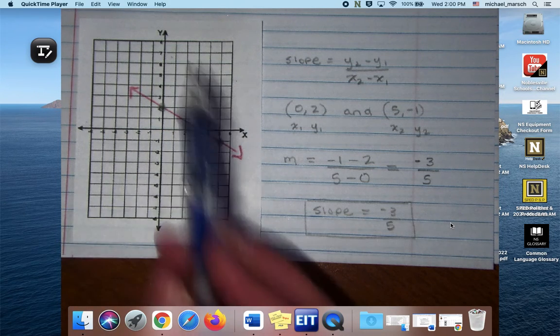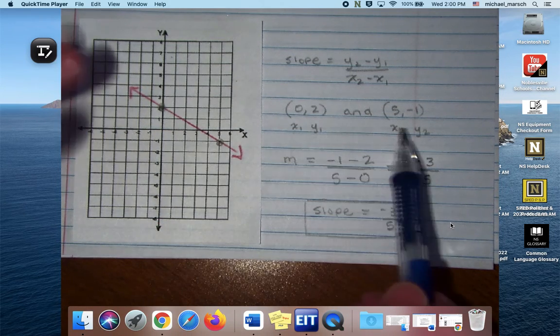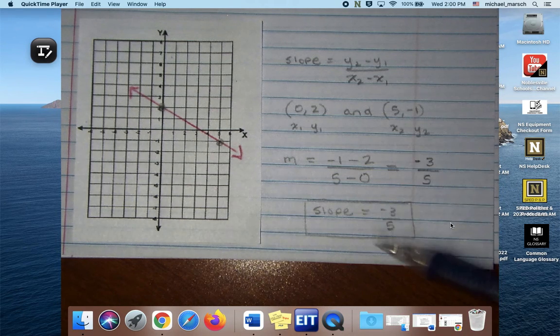Sometimes you'll be given a graph. Sometimes you'll just be given 2 ordered pairs. So you guys need to know how to find the slope just from ordered pairs. Yes? How did you know what ordered pair was the x1 and the y1, or the x2 and the y2?